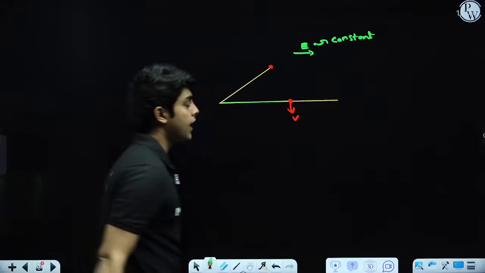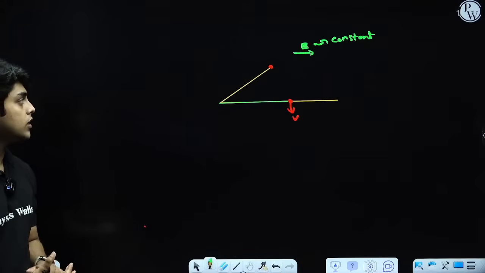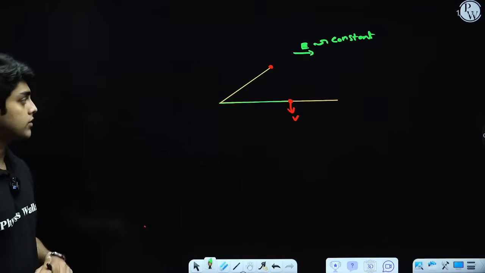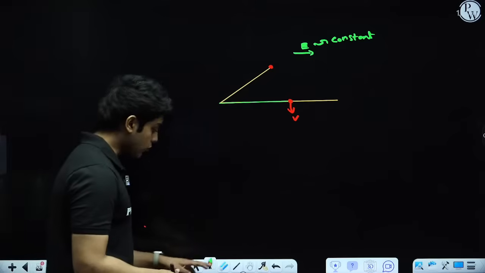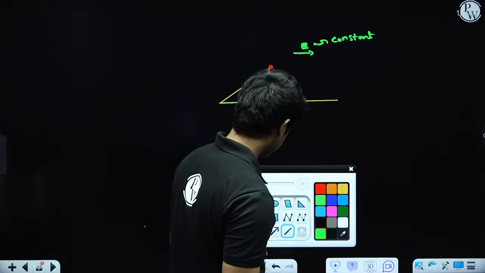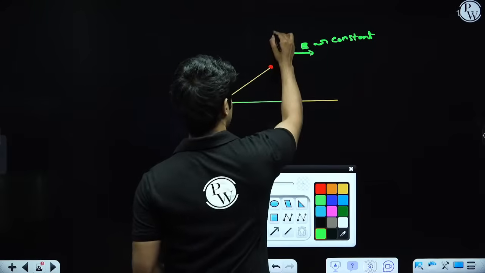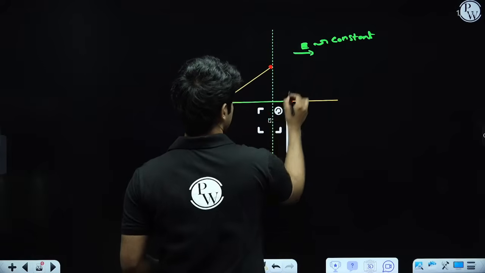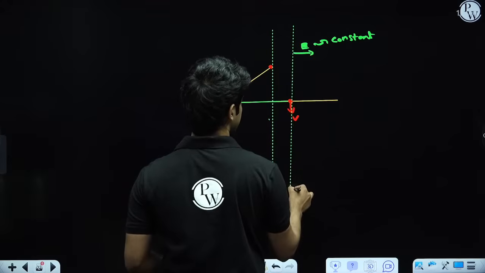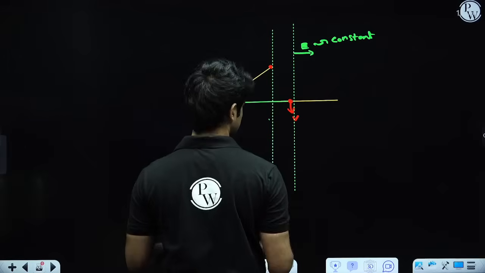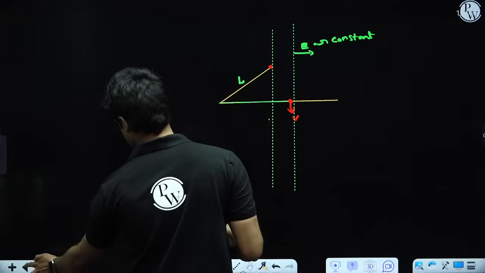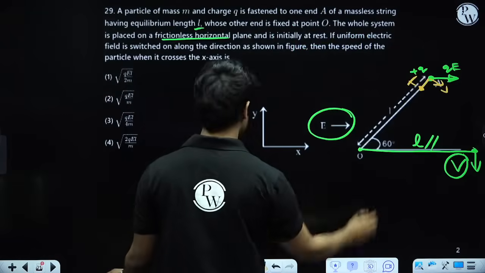So whenever we have a constant force, its work is very easy to find. It's force dot displacement, the total displacement. So force is along the x direction. So all we have to do is find the x displacement of this particle. So how much did it displace by in the x direction? We'll have to find that. So this length is L, the angle theta was 60 degrees.